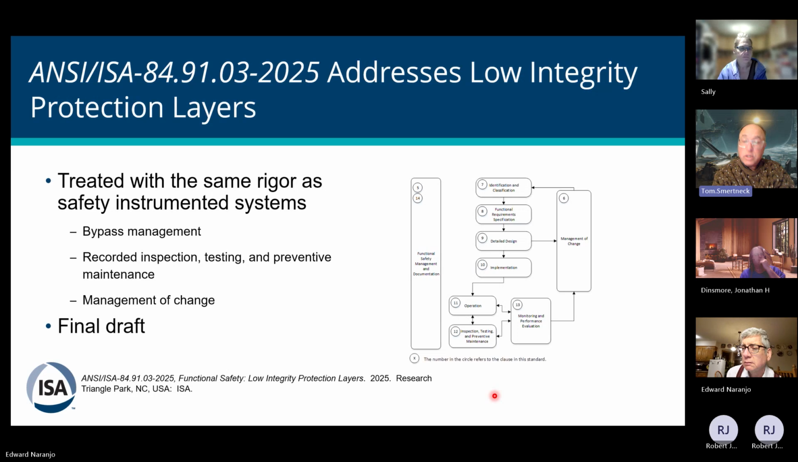Gotcha. So does that result from a risk assessment like you would do for cybersecurity? Or is it a safety risk assessment? Well, that's what a process hazard analysis is, Tom. A process hazard analysis, yes. Okay.